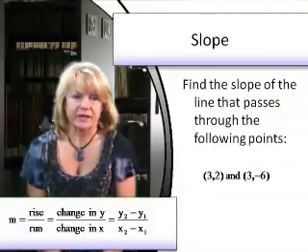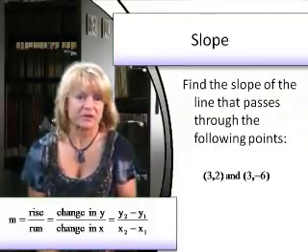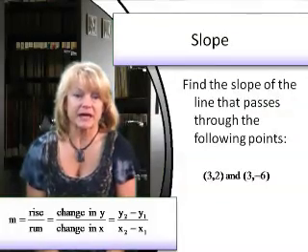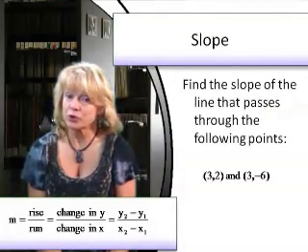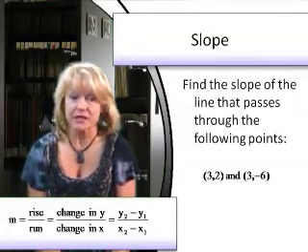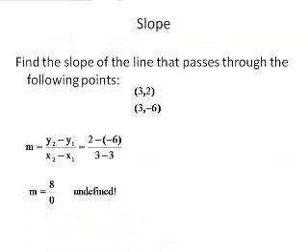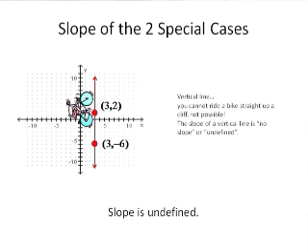Let's move on to a special case. Now, how do I know this is a special case? Look closely at these 2 points. The x coordinates are the same. If the x coordinates are the same, their difference is 0, meaning there is no run. We're trying to divide by 0, which we can't do. The slope is undefined. Here are the 2 points plotted.